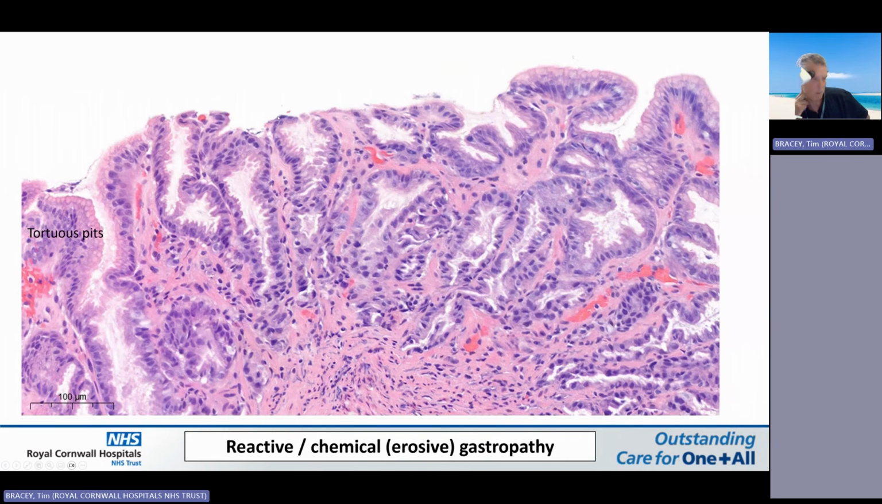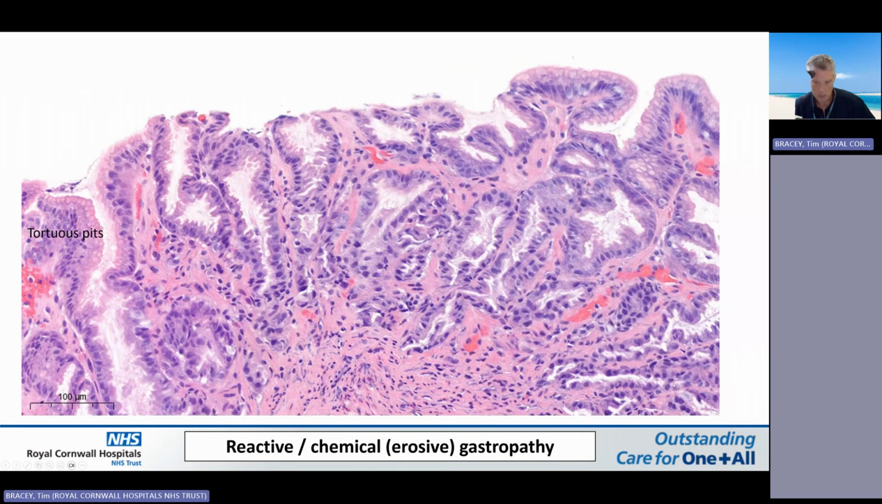So remember, an ulcer is when you lose the mucosa completely and the surface is replaced by inflammatory slough and neutrophils, whereas with an erosion, you're just losing the surface epithelium. And sometimes our clinical colleagues will call something a small ulcer when they actually mean an erosion.